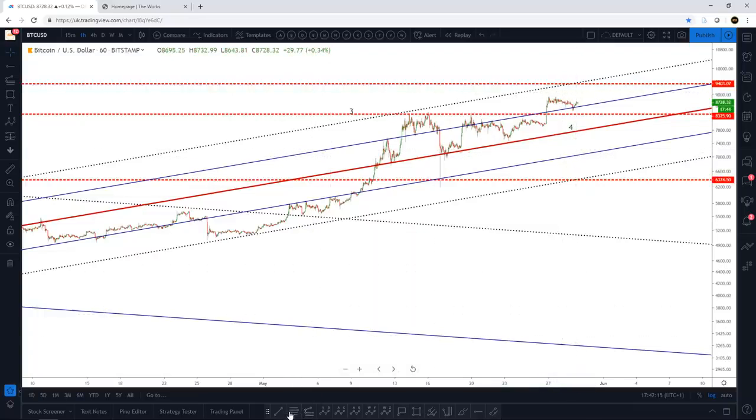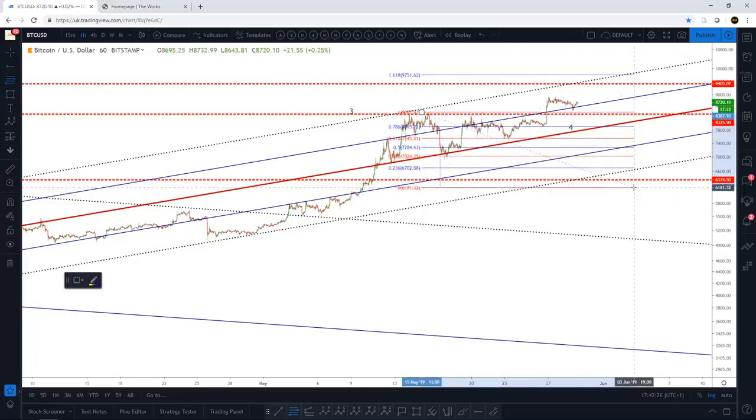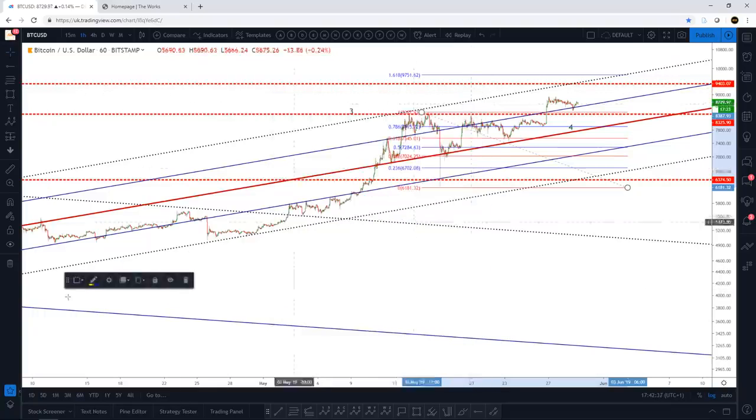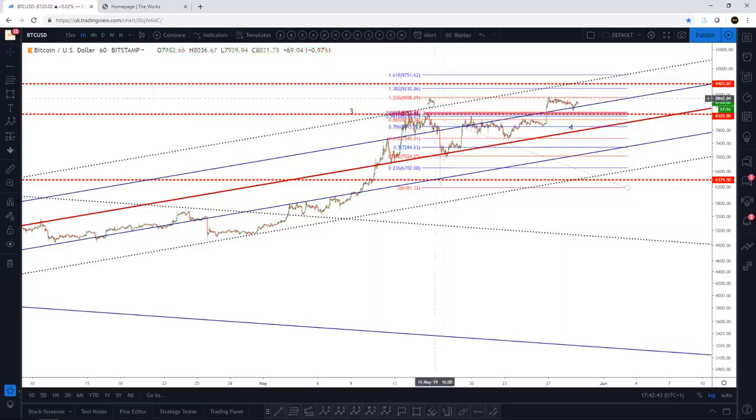So just to show you, if we do a fib, just comparing the fib projection, if this is our wave A, bringing it across, just need to edit that slightly. So we've hit the point 1.236 here, okay? With a running flat, you'll often see that. You'll hit the 1.236 and then you'll come down.